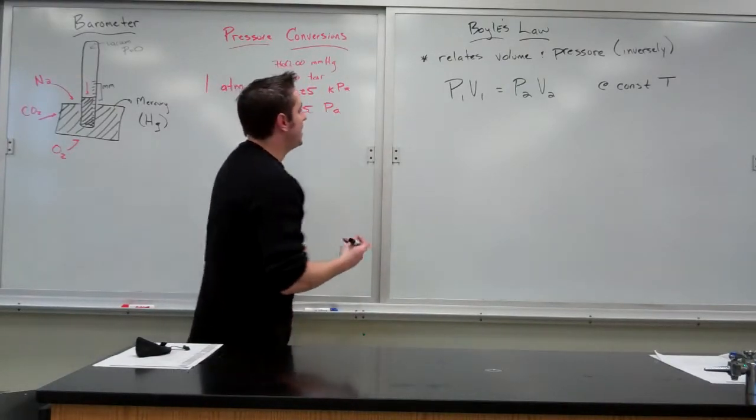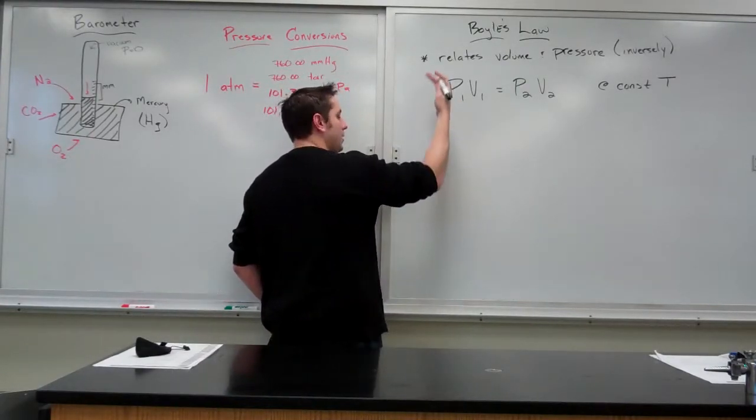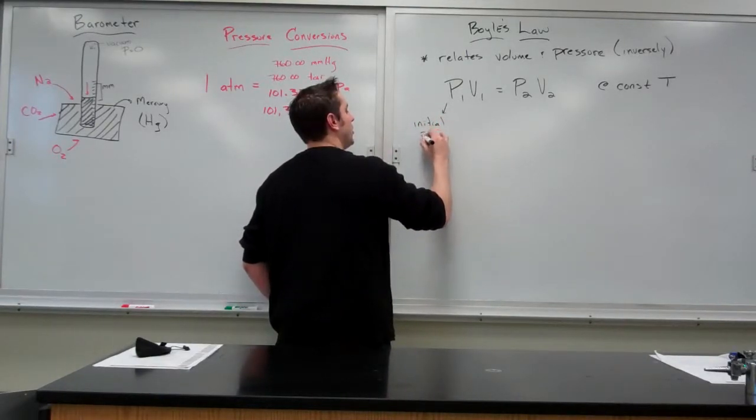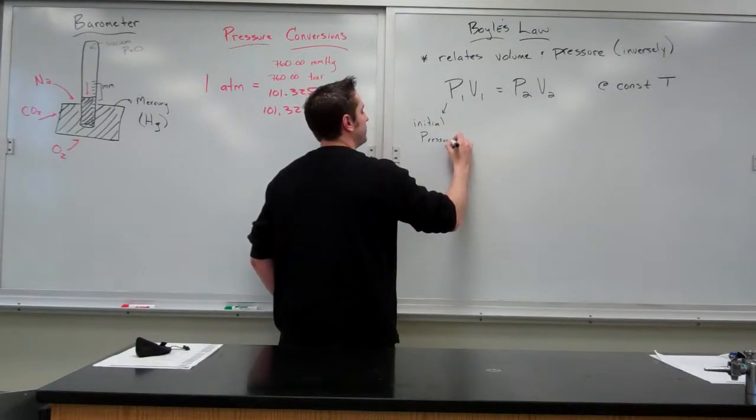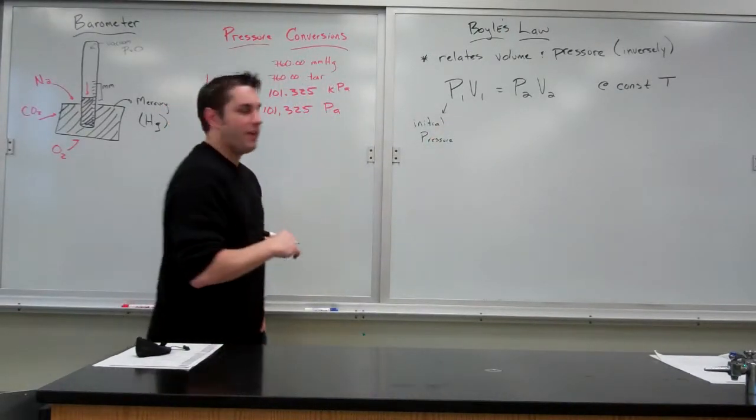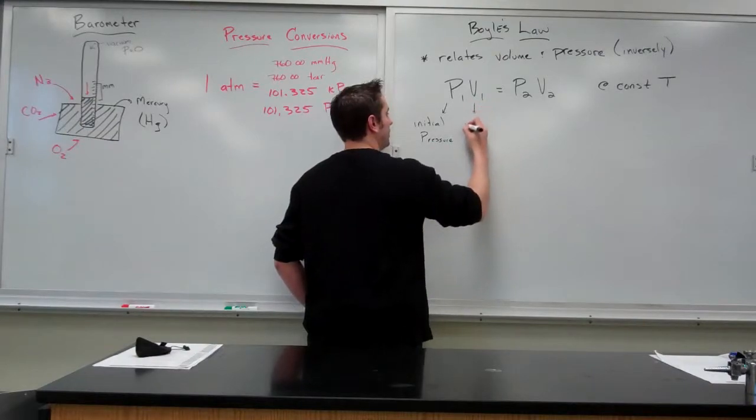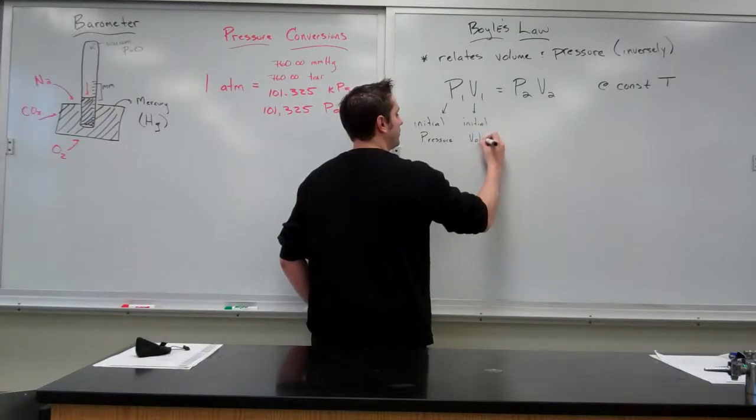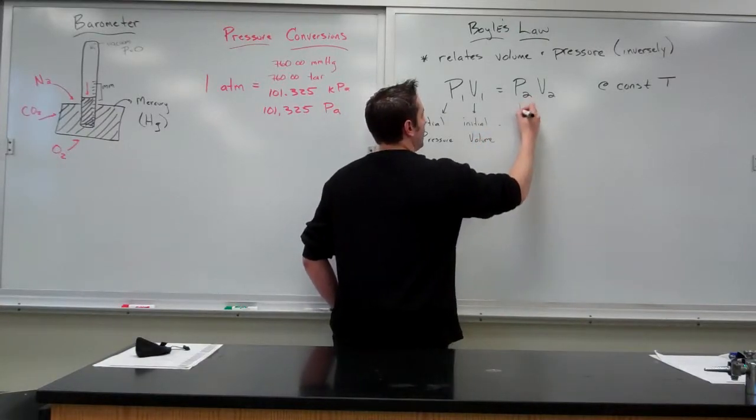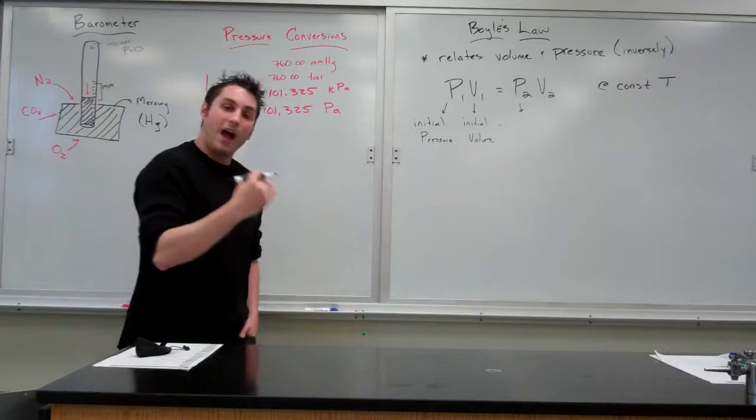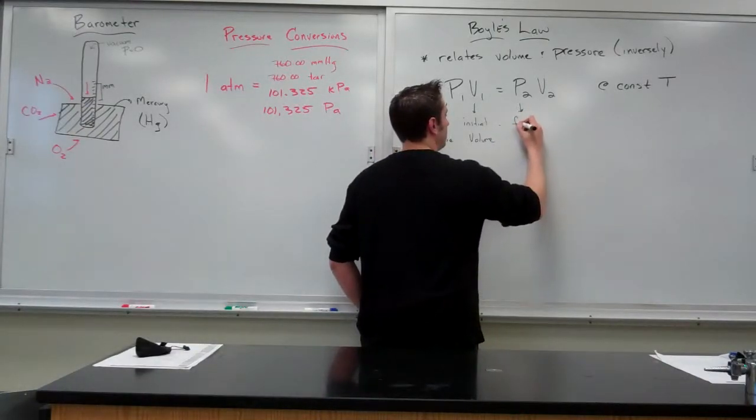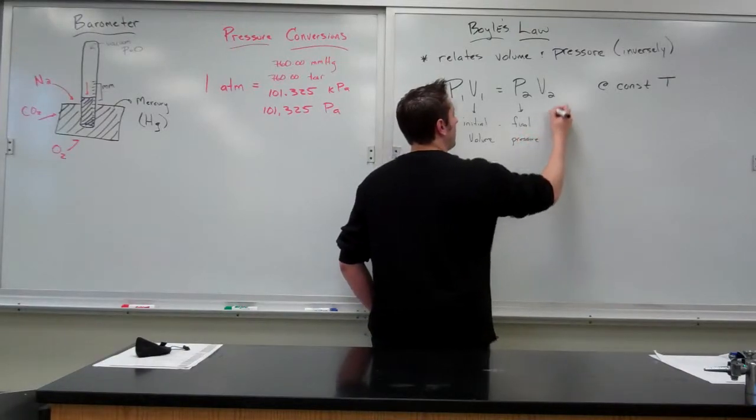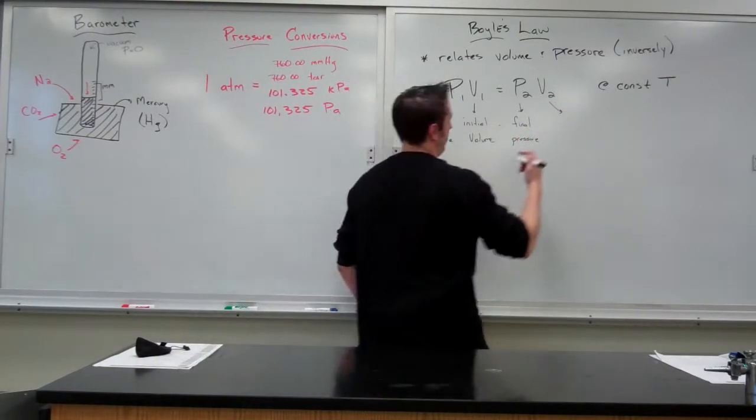What do each of these things mean? P1, P obviously stands for pressure. The 1 means the first pressure, so it's the initial pressure. V1, therefore, is the initial volume. P2, final pressure. V2, final volume.